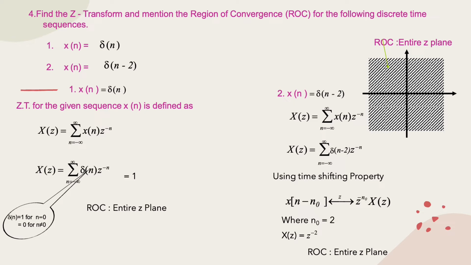Similarly, the second problem, x of n equal to delta of n minus 2. Substitute delta of n minus 2 instead of x of n. So this can be solved by using the time shifting property. The time shifting property is stated here. So x of n minus n naught, if you take the Z transform, is z power minus n naught X of z. Here as per the problem, n naught is 2, so you substitute z power minus 2, as per the property. So the ROC lies in the entire z plane. That is how the time shifting property is applied for the Z transform.